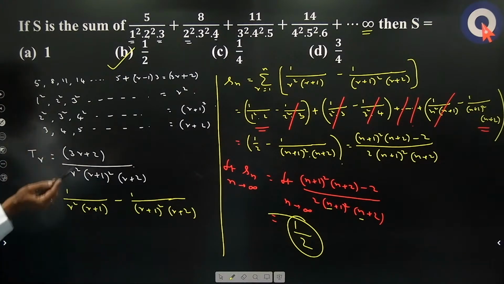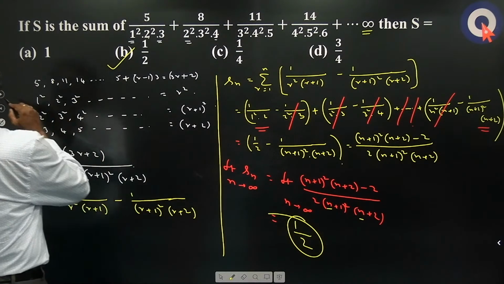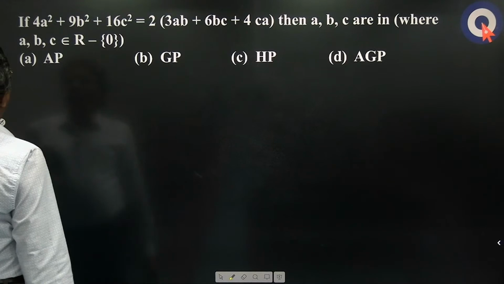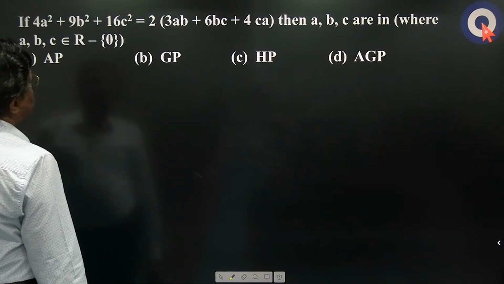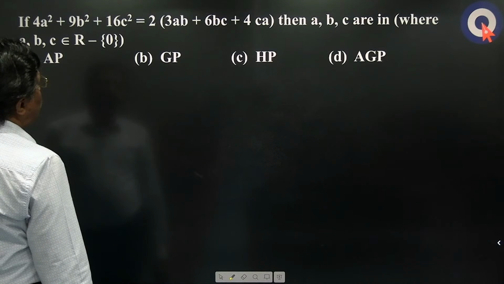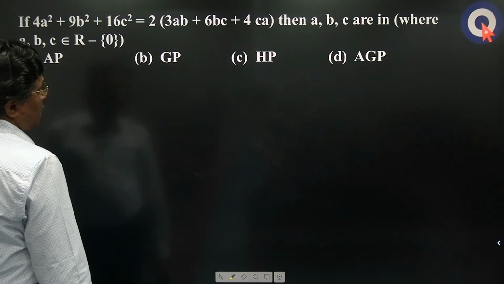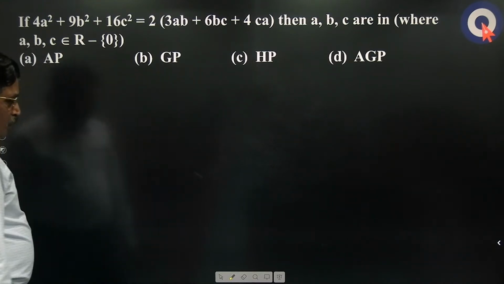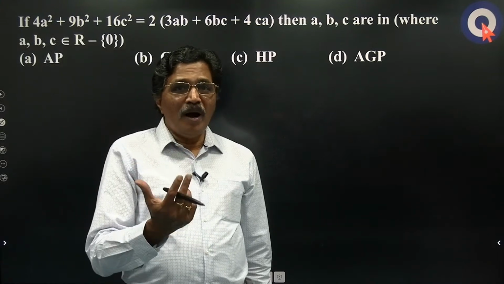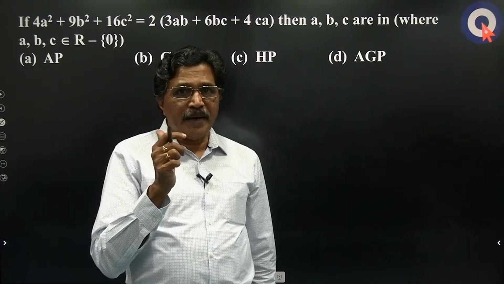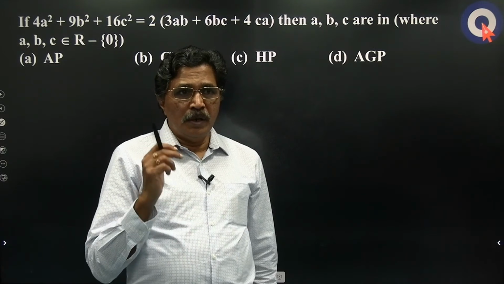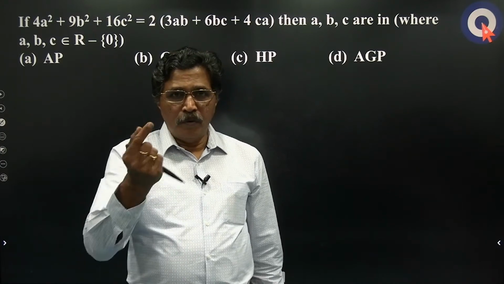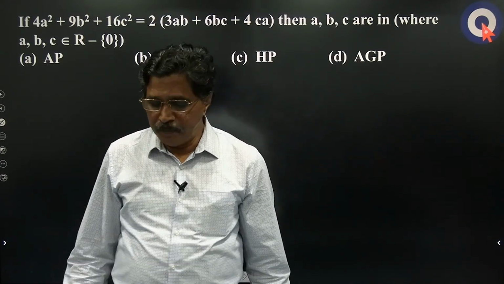All right. We shall now go to the next problem. If 4a square plus 9b square plus 16c square is equal to 2 into 3ab plus 6bc plus 4ca, then a, b, c are in what? AP, GP, HP, AGP. It is a simple problem, but if the correct simplification approach is not thought of, it can actually spoil the time. So take 30 seconds to think of it.